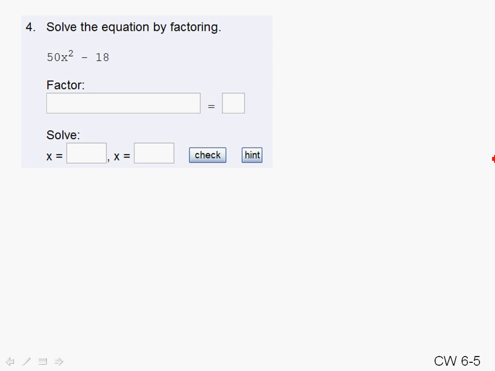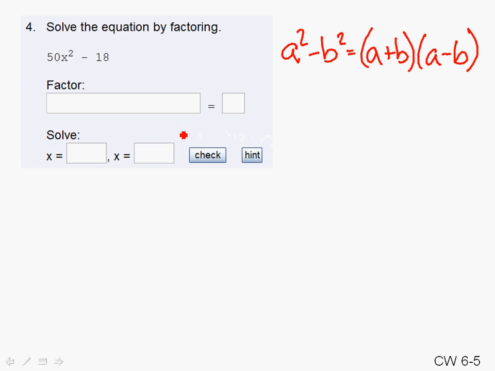Whenever we factor, the first thing we always want to do is take out the greatest common factor. So in this one, we still have a squared minus b squared will be factored into a plus b and a minus b in either order. Okay, but first we have to look and see if there's a greatest common factor. 50x squared and 18 are both divisible by 2. So if we take out a 2, we divide 2 into 50, that gives us 25x squared, and 2 into 18 is 9. Now we are going to factor this difference of two perfect squares.